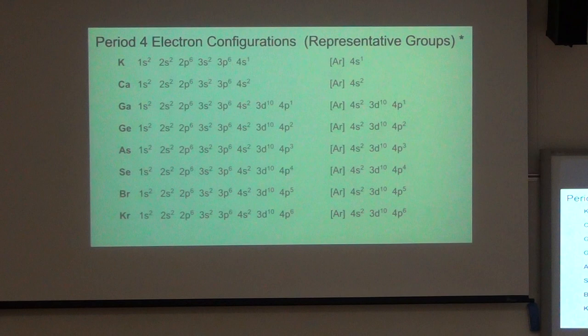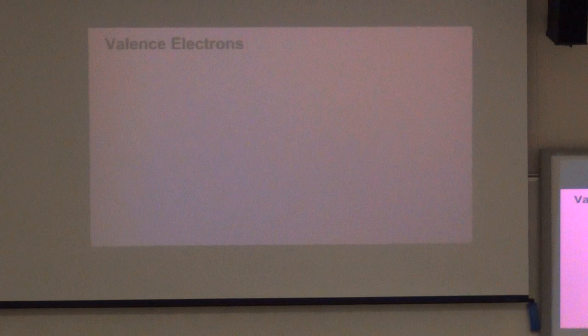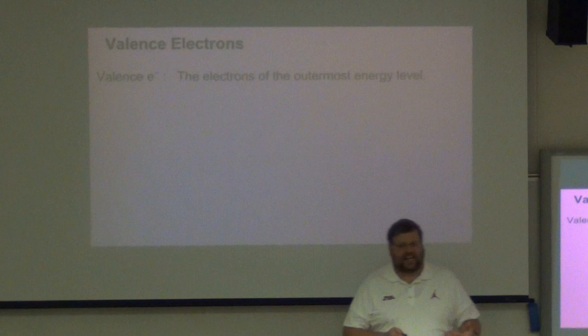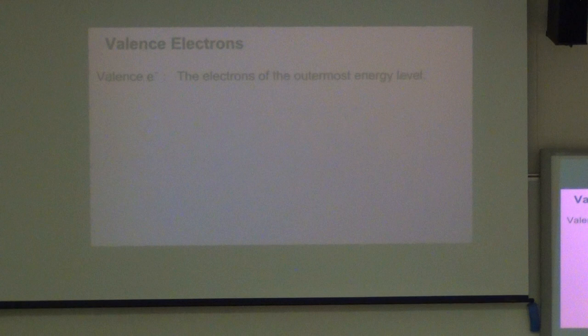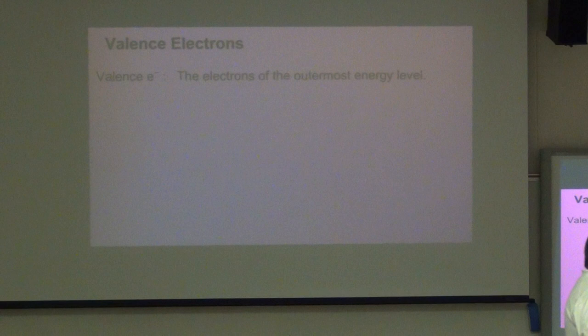All right, where are we going with this? Well, we're going here: valence electrons. This you might want to write down. If you haven't gotten this down in your notes, you'll want to write it down. You need to know what a valence electron is, because the next several chapters are going to be all about the valence electron, what they're doing. These electrons are in that outermost energy level. So it's the electrons on the energy level of the period that they're in.